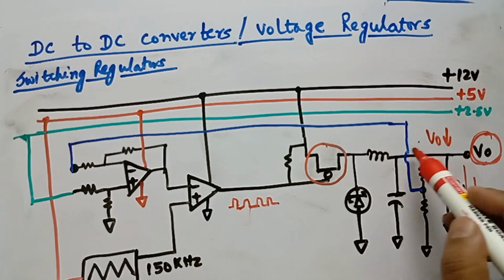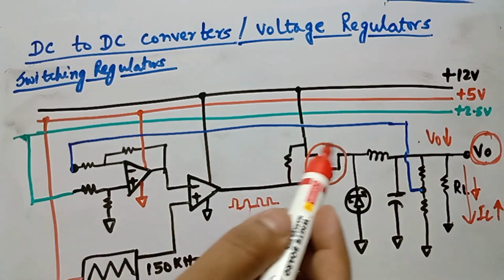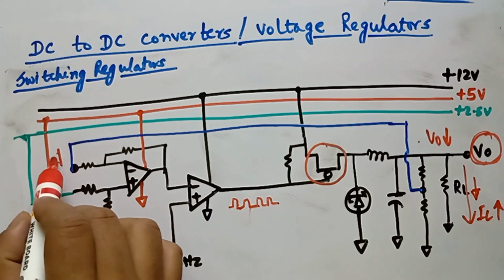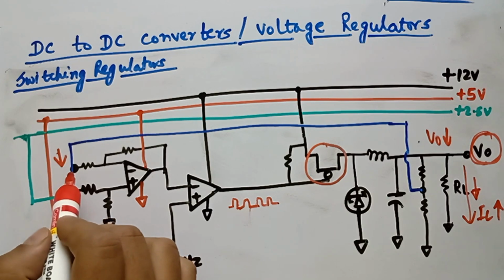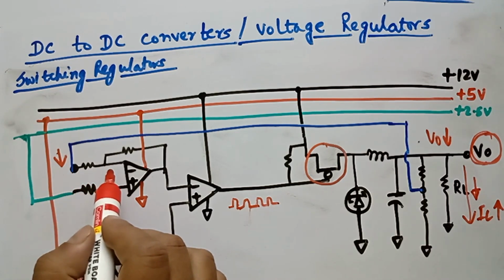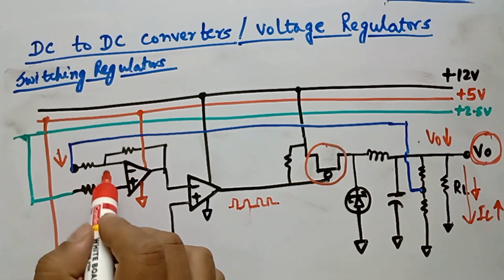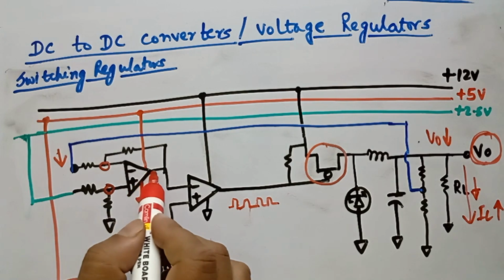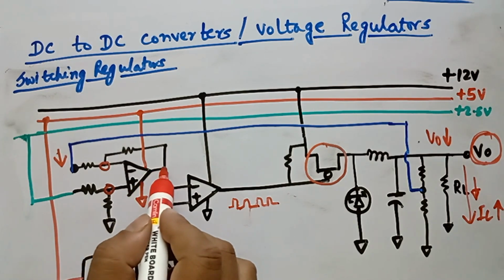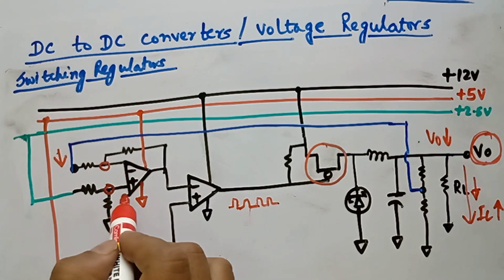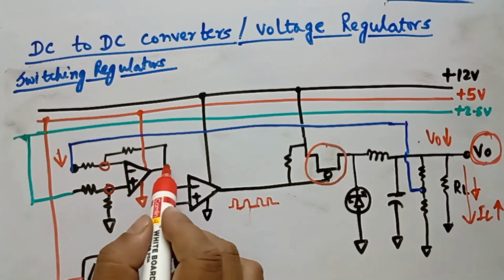Once V0 tends to drop, V0 is taken as a feedback loop here to this error amplifier, which will also drop. Once this terminal drops, in the process of maintaining the same voltage between these two junction points, the operational amplifier will try to increase the voltage here, because this guy will now dominate. Since this guy is dropping, this has to dominate. So this guy will increase.